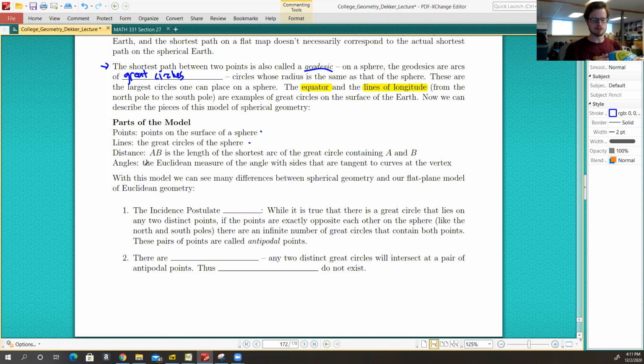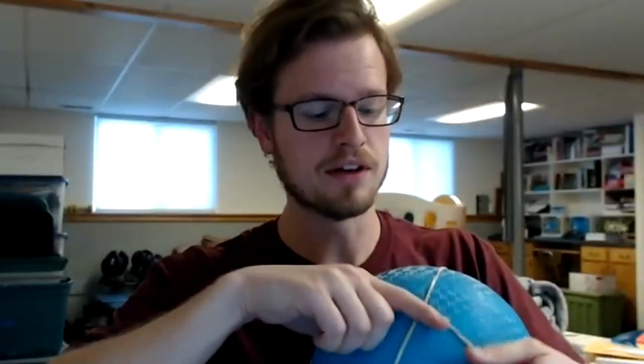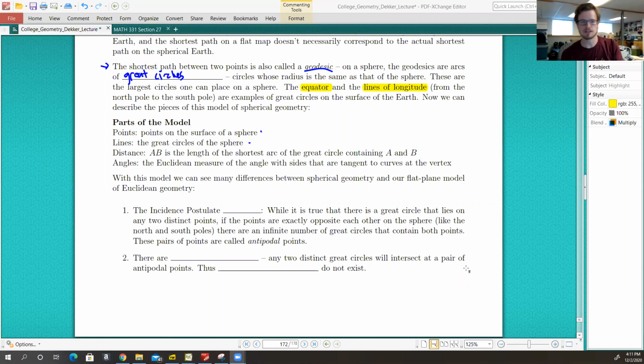And then angles, we have to think almost in a calculus 3 way here. If we were to consider the tangents, here we have a curve, and if we take the tangent to the curve at the point of intersection, and the tangent to the other curve, that gives us our angle, the angle between the tangents. So that gives us the ability to talk about angles, distance, lines, and points.